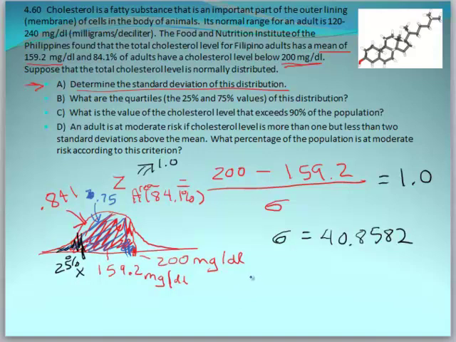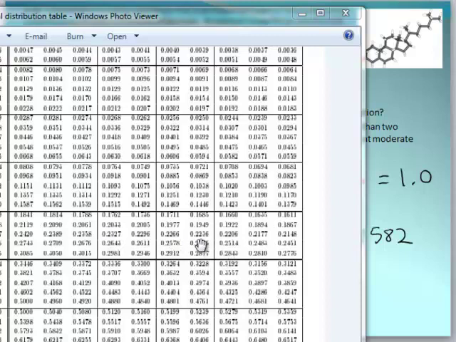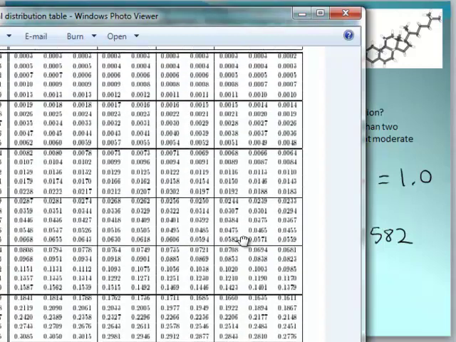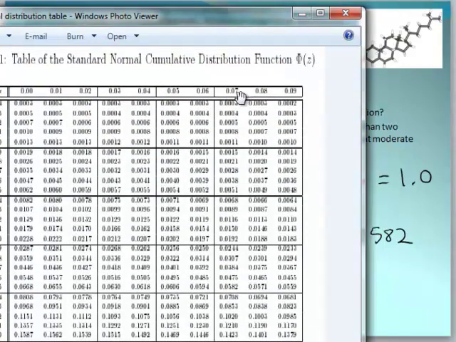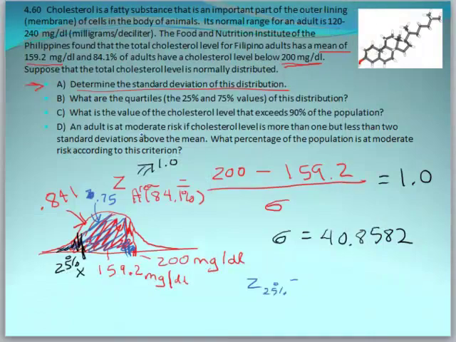So I'm going to write this one as z of 25%, and we will look that up. Okay, we've got 0.25 right here on our table, so it's minus 0.6, 0, 1, 2, 3, 4, 5, 6, 7. It's about minus 0.67. That's on our z table, right? There's the 7 right there.